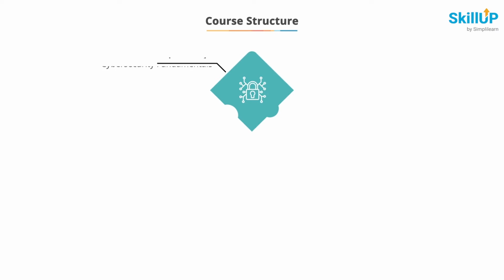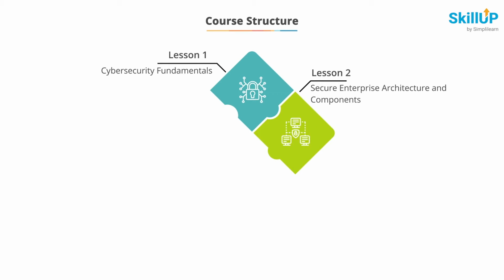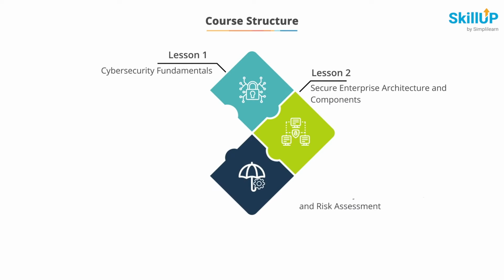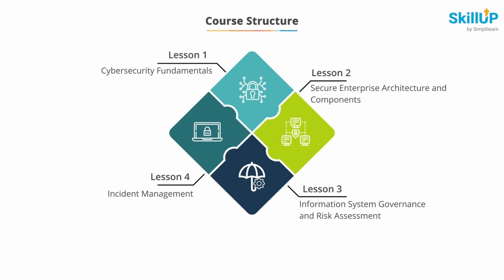This course includes the following lessons. In Lesson 1, we're going to talk about cybersecurity. In Lesson 2, we're going to talk about secure enterprise architecture. In Lesson 3, we'll talk about information system governance and risk assessment. And finally, in Lesson 4, incident management.